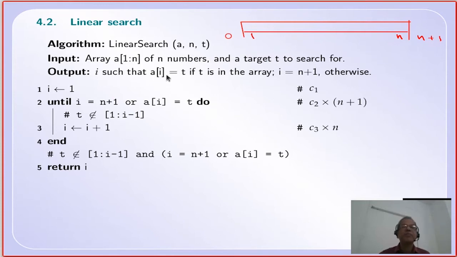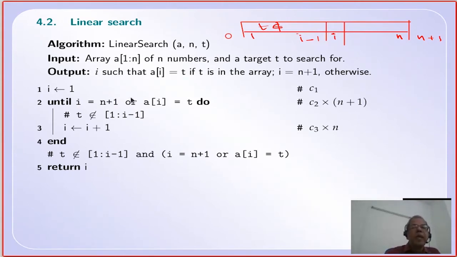Output is I such that A at I is the target, and the target is not found in this part, A at 1 to I minus 1. Target is at I. This is one possibility, one case, if the target is in the array at all. If the target is not in the array, T is not found in array 1 to N and therefore we will return N plus 1 or something like that.